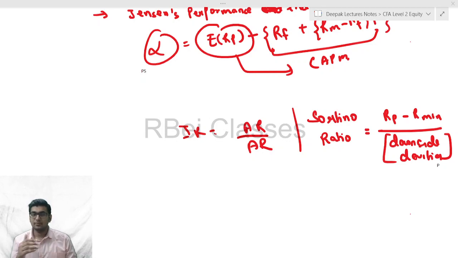Then in order to counter this, we come up with different models. One model is the Fama French model. Then we can use macroeconomic factor models, where we find the expected return of the asset based on factors like GDP growth rate, inflation, interest rates, currency rates. We find out what will be the change in these factors, and how much that change will impact the expected return of that particular asset.